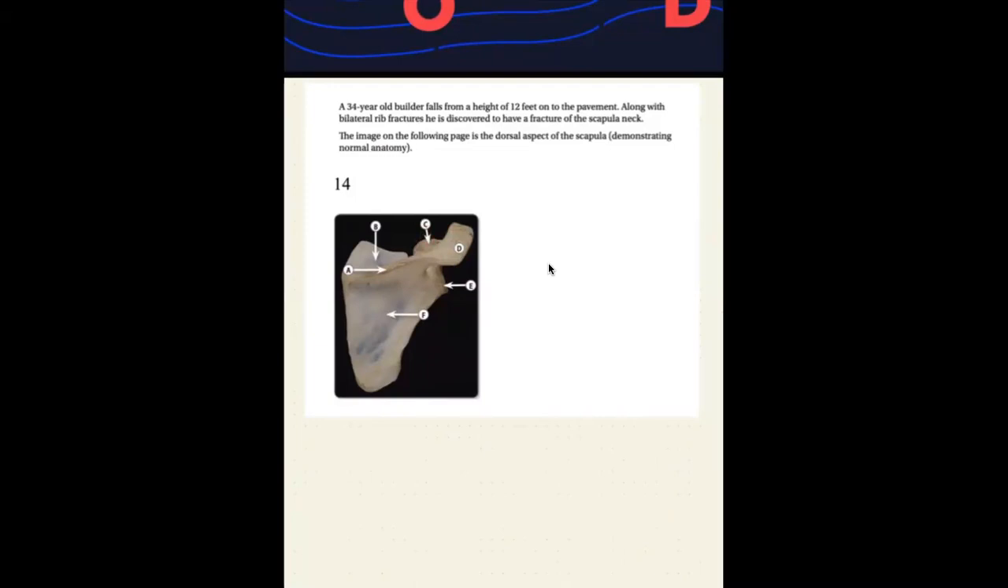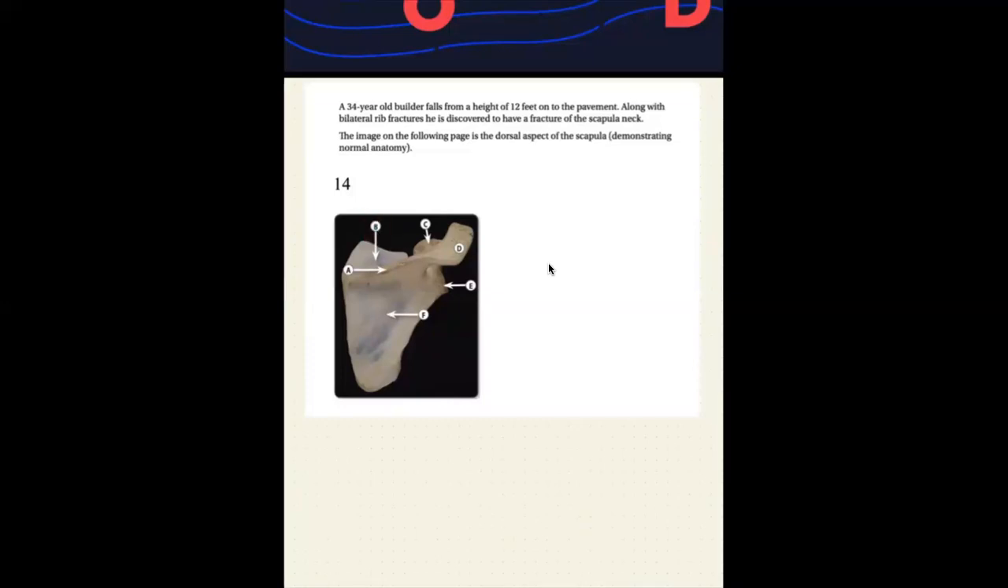Could you tell me what are the muscles that are attached to the coracoid process? Yes, there are three muscles. One is the insertion of the pectoralis minor, and there is the origin of two muscles: the short head of the biceps brachii, and the coracobrachialis.